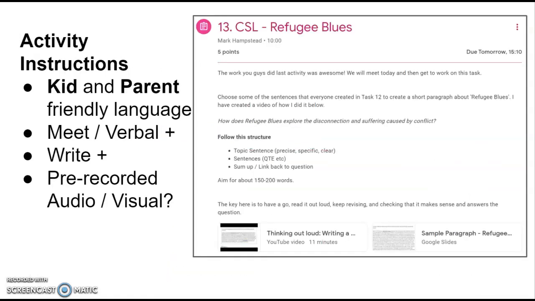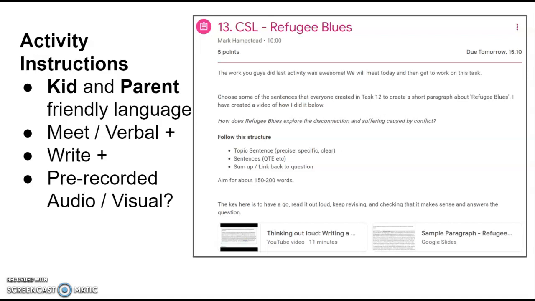Second idea is to make sure that when you post an activity or task and you have a meet, make sure that your information is in kid-friendly language and parent-friendly language. When you have a meet, you can explain the instructions verbally. You can read through the instructions, make sure you've written something down, so for the kids who didn't listen, they've got something to go back to, and you might even think about pre-recording those instructions and posting it as a YouTube link.